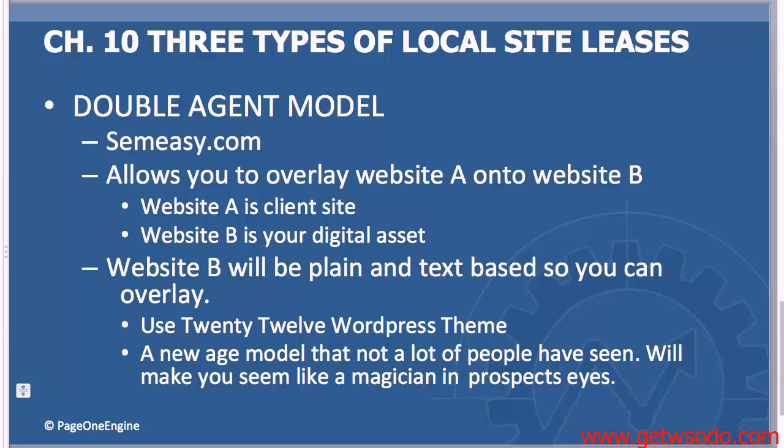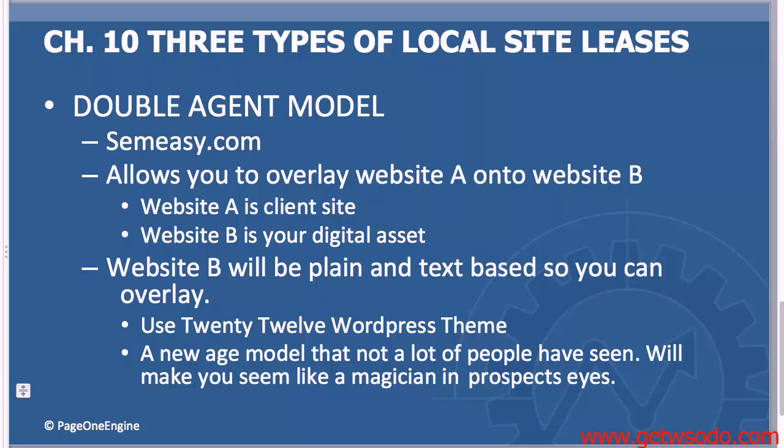The next model is actually my favorite model because of how lucrative it can be and how awesome it is. The double agent model is where you overlay the plugin Double Agent onto your website. Now you can purchase this plugin from SEMeasy.com. So basically, if you have your digital asset, let's call this website B, you can overlay website A, which is your client's website, onto your website. So the user will see the client's site instead of yours.